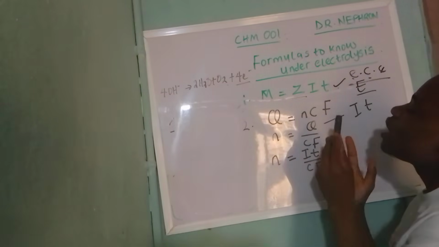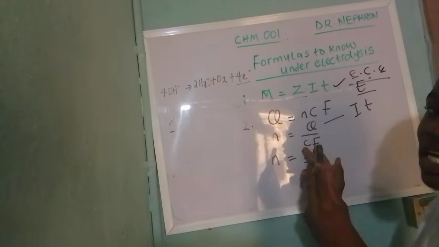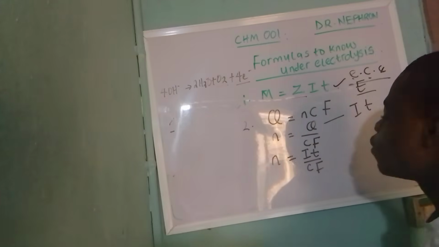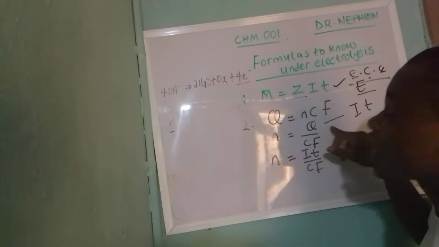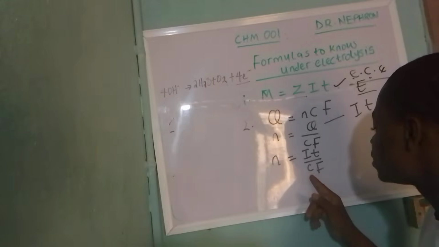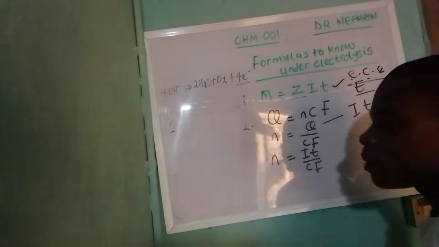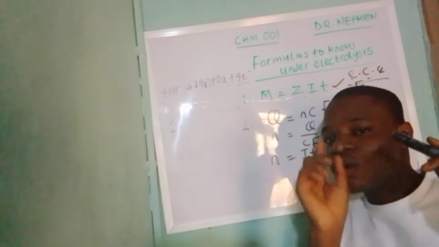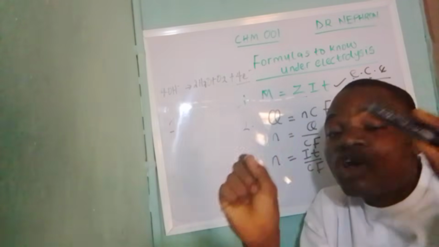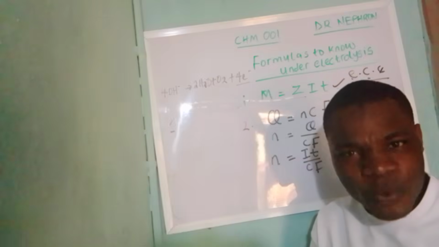Now, I told you that this formula can change to N equal to Q over CF. Do you get it now? I already know my Q, the quantity of electricity, which is equal to current times time, divided by the charge carried by the element multiplied by the Faraday constant. But don't forget that 1 Faraday constant is equivalent to 96,500 coulomb. I hope you are getting that.